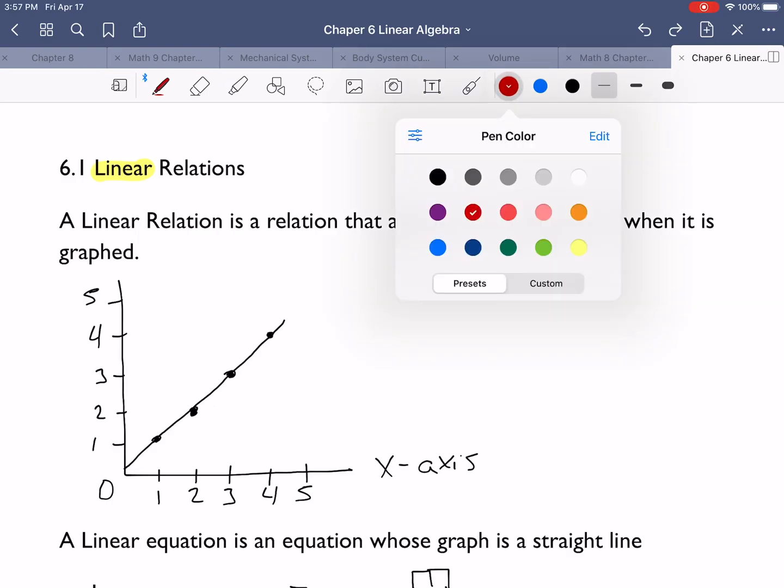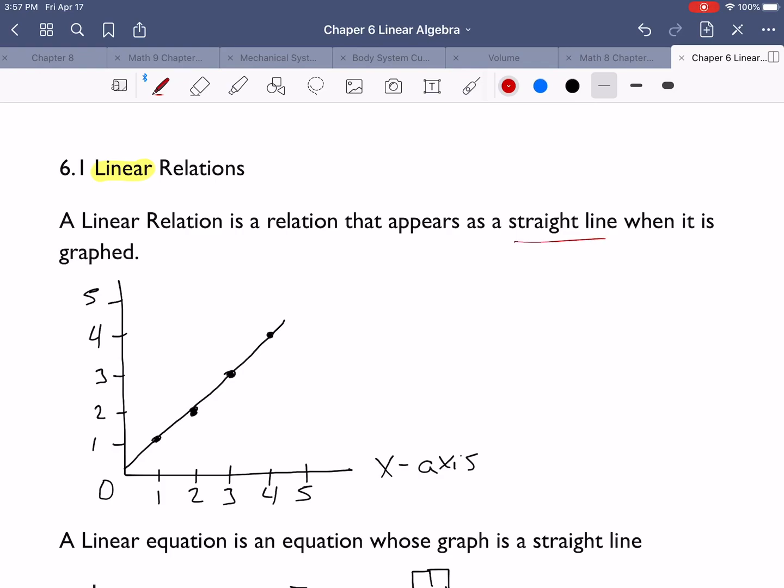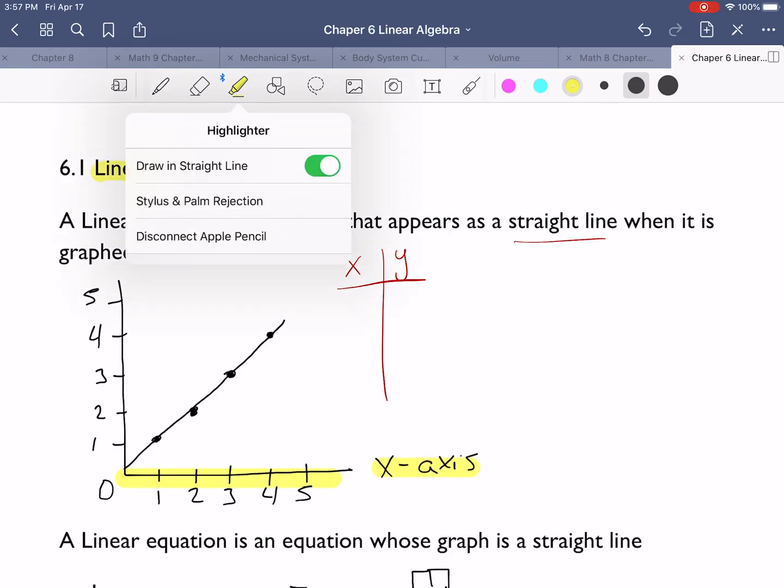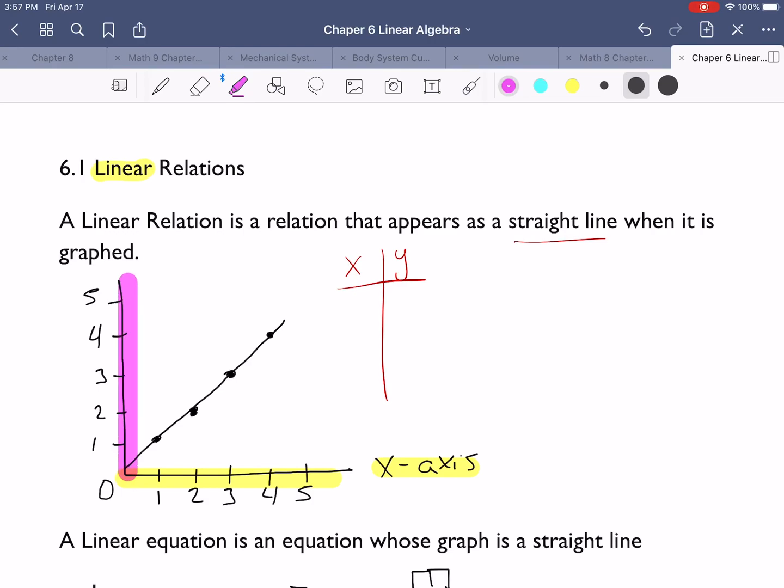So you'll see here that it's a straight line when it's graphed. When you go back to grade 7, if you remember, you always have the x-axis and the y-axis. Before we even start here, I want to make sure that you remember that the bottom is always called the x-axis, all right? And that the line that goes up here is called the y-axis. That's going to be really important for this unit.